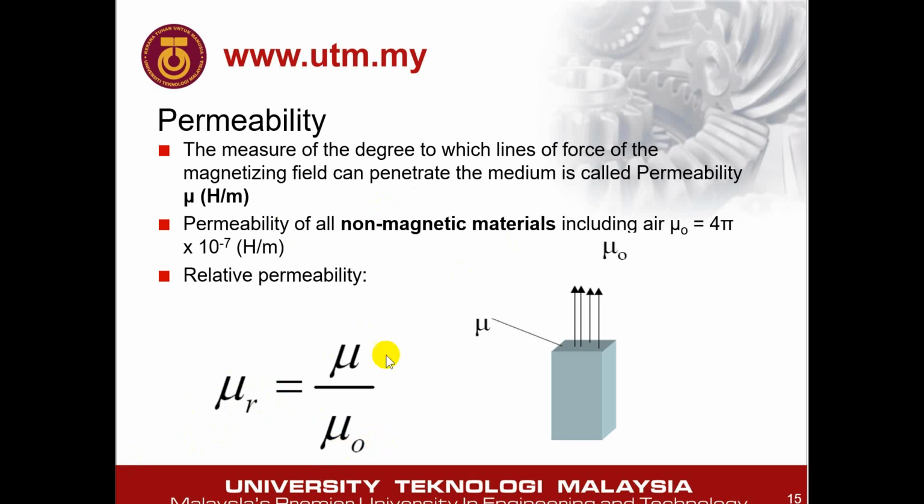Mu is the permeability. Mu r is the relative permeability, which can change depending on the material. And mu naught is a constant. You can look at your calculator, where you can find that mu naught is a constant. So either you can memorize this or you can look at your calculator.